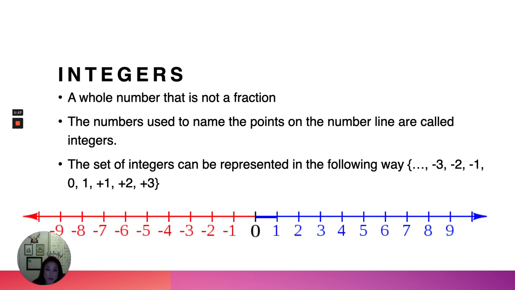Integers are whole numbers that are not a fraction. The numbers used to name the points on the number line are called integers. So we have 1, 2, 3, 4, 5, 6, 7, 8, 9, and so on. And integers also can be negative numbers, including 0.